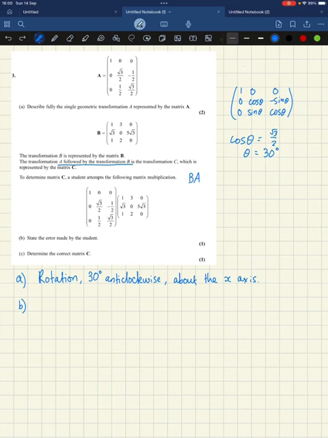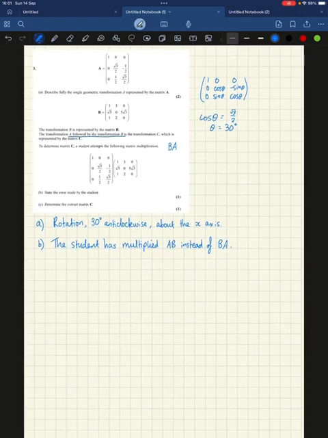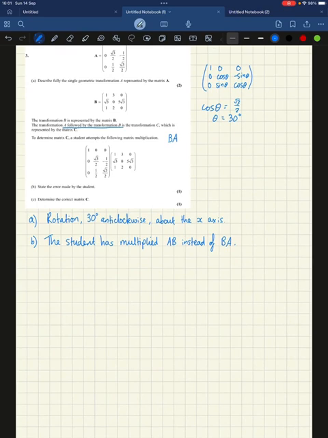So B, state the error made by the student. The student has multiplied AB instead of BA. That's the error made by the student.